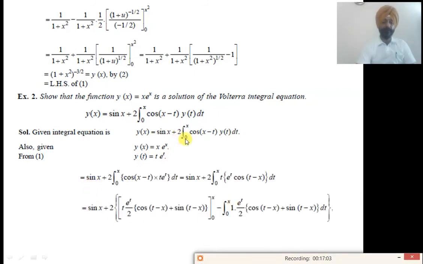Then this becomes sin x plus 2 times the integral from 0 to x of cos(x minus t) t e raised to the power t. So, t I take common out, and how to integrate e raised to the power t cos(t minus x)? In the very first lecture, we saw this formula: the integral of e raised to the power ax into cos(bx plus c) is e raised to the power ax over a square plus b square, times [a cos(bx plus c) plus b sin(bx plus c)]. So, this we apply here: integration of this bracket is e raised to the power t over 1 plus 1, so it becomes 2 cos(t minus x) plus sin(t minus x), and the limit is 0 to x, minus, now this function as such, and derivative of t is 1. So, we use product of two functions for integration.